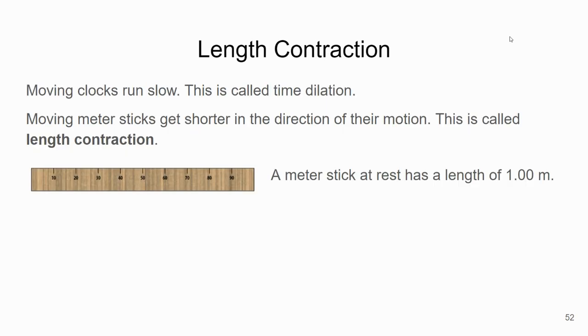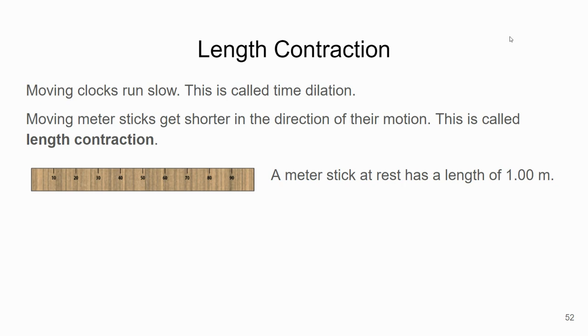So, in the previous classes, we talked about time dilation. So, moving clocks will run slowly. This is called time dilation. Something that goes along with that is called length contraction. So, moving meter sticks will get shorter in the direction of their motion. This is called length contraction.